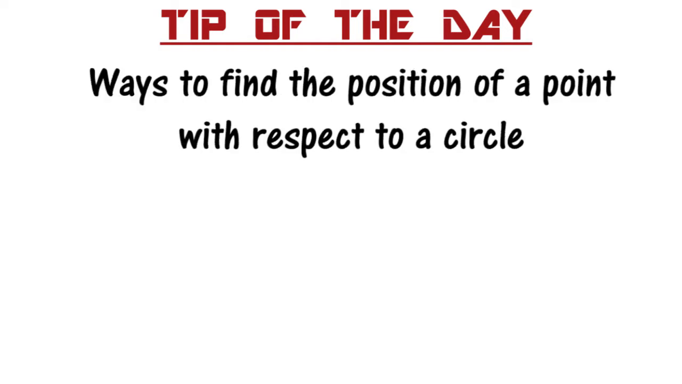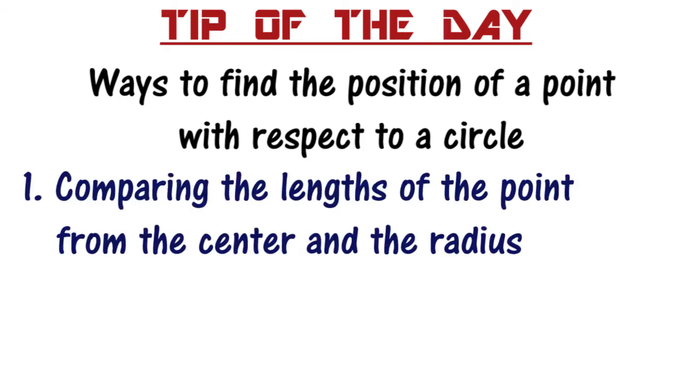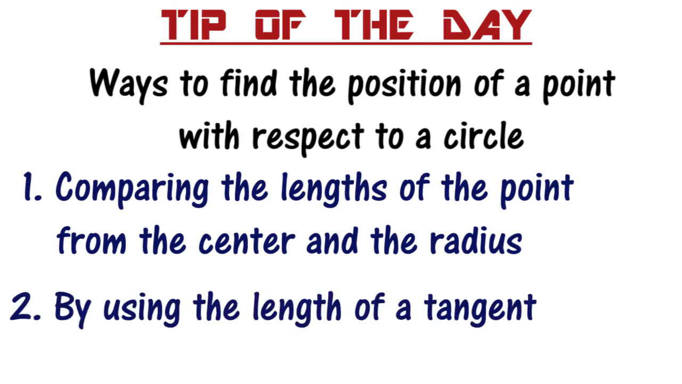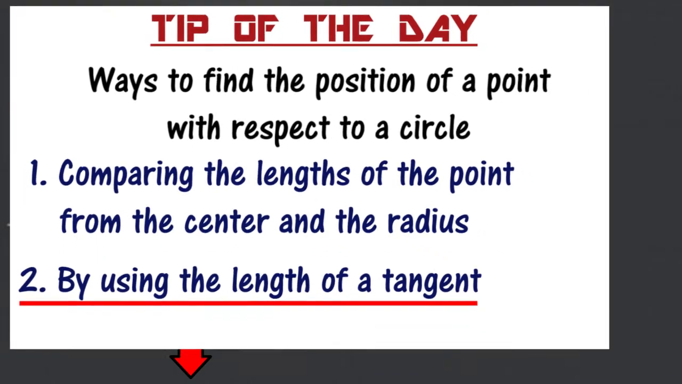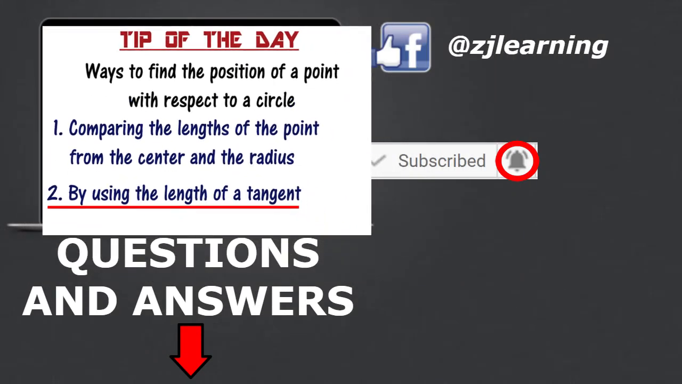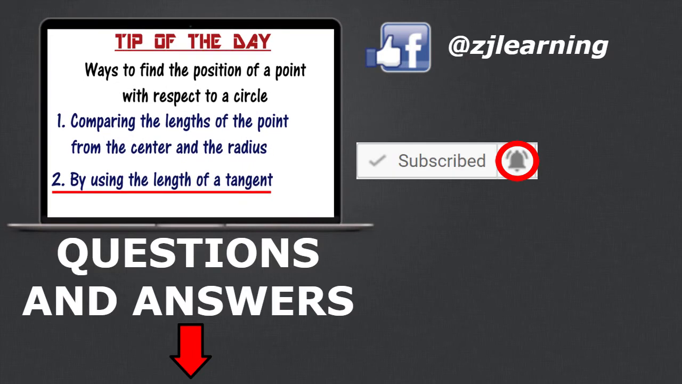Now for the tip of the day. We have learned two ways to find the position of a point with respect to a circle. Number 1, by comparing the lengths of the point from the center and the radius. Number 2, by using the length of a tangent. Out of these two ways, I recommend you to use the second method since it can be done quickly and there is less room for error, unlike the first method since you have to calculate the radius and then compare. However, both methods can be used in your exams unless it is mentioned otherwise.